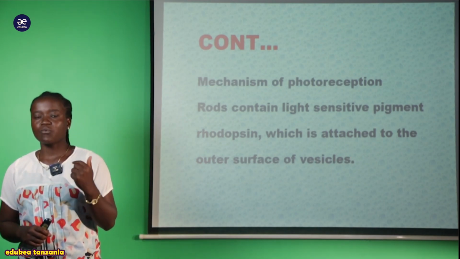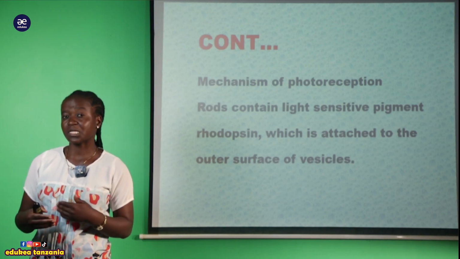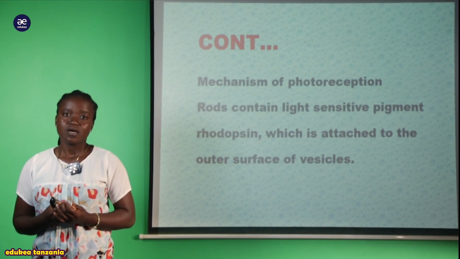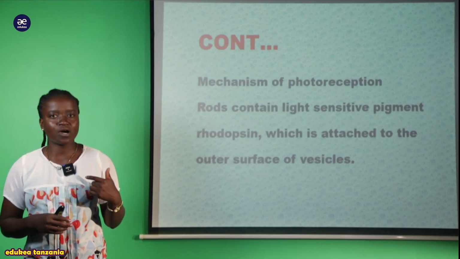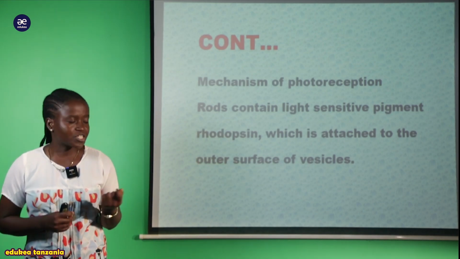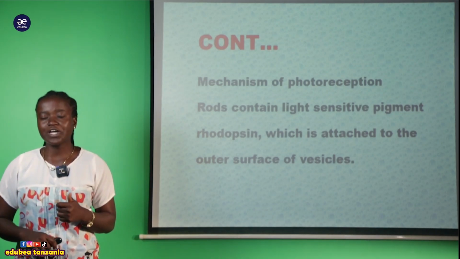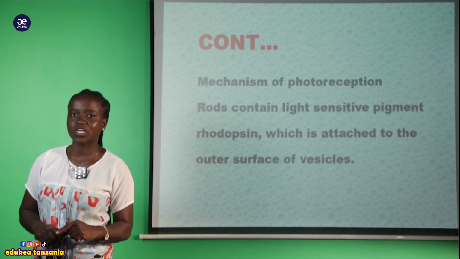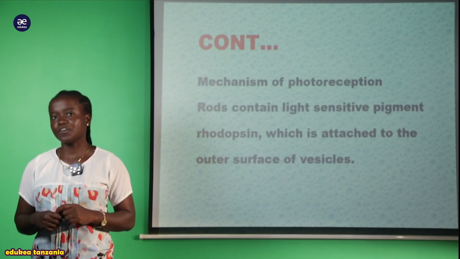So within the retina is where the image is interpreted. Within the rods is where we have the pigment which is very sensitive to light, called rhodopsin. This rhodopsin is attached or embedded in the outer surface of the vesicles within the rods.